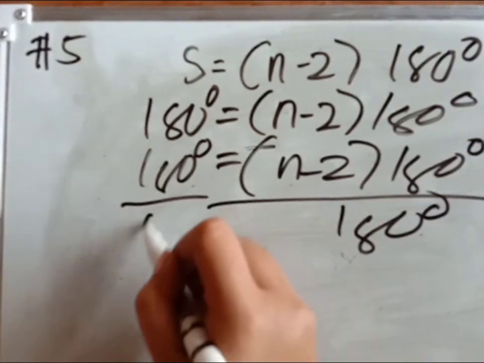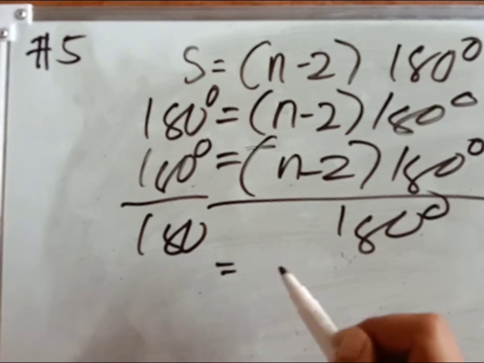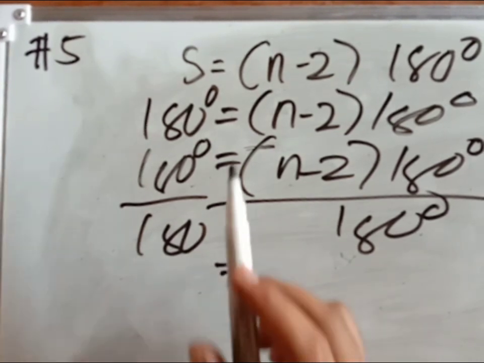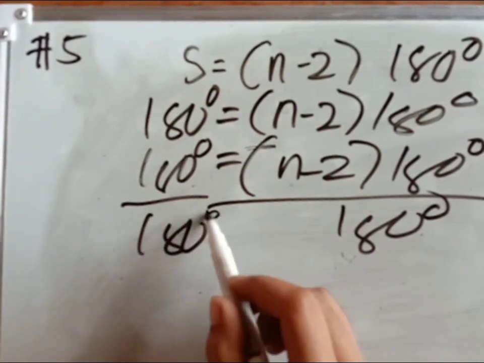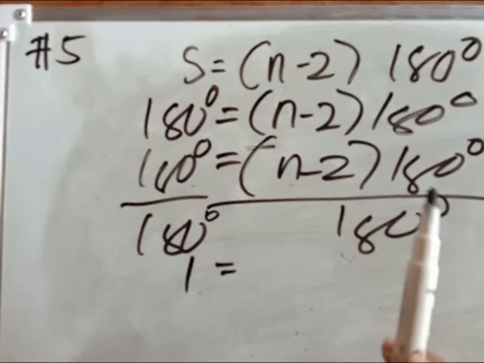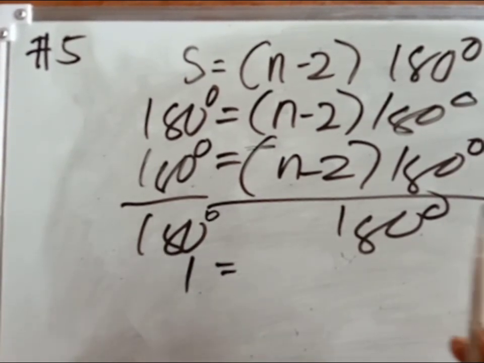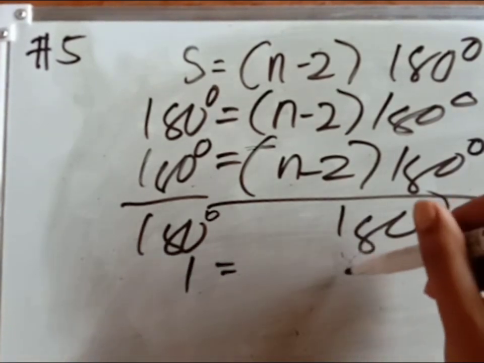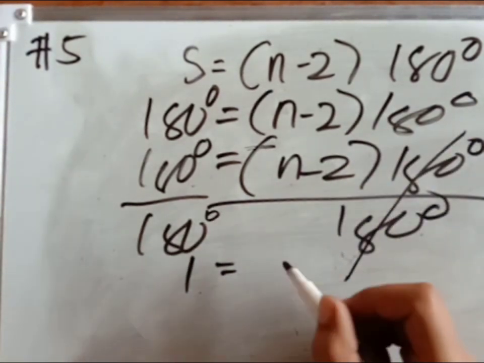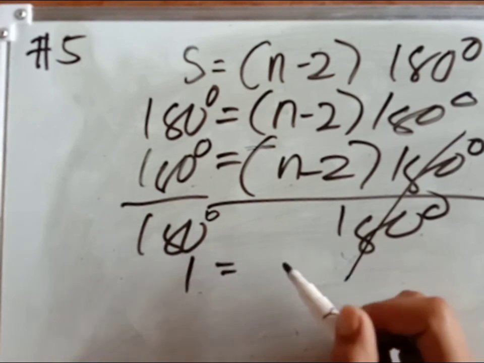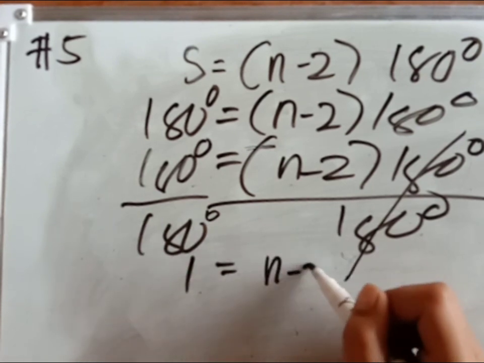180 degrees divided by 180 degrees is equal to 1. And n minus 2 multiplied by 180 degrees divided by 180 degrees. So let's cancel out the 180 degrees. So the remaining is n minus 2.